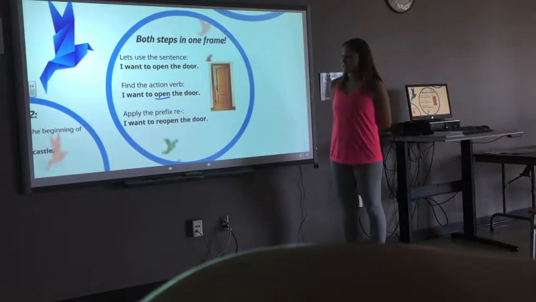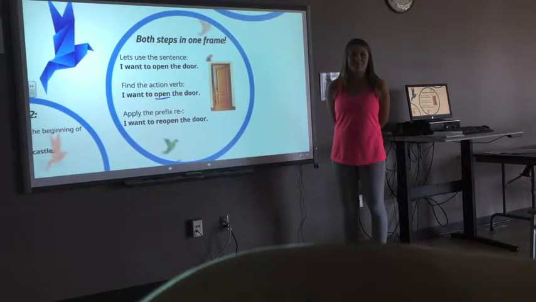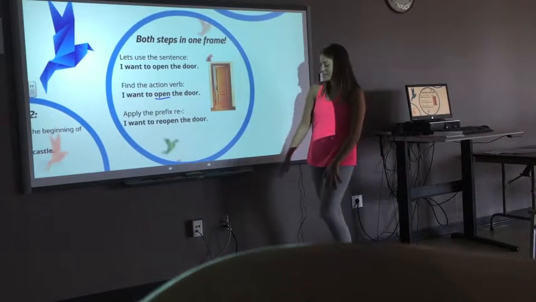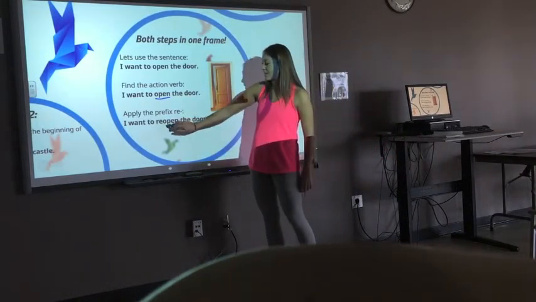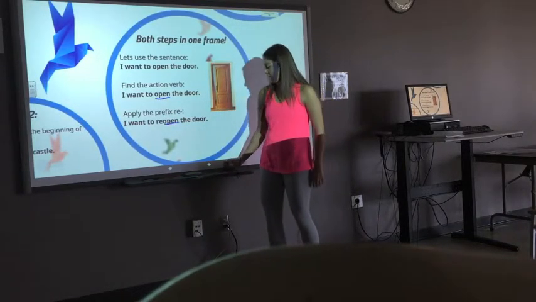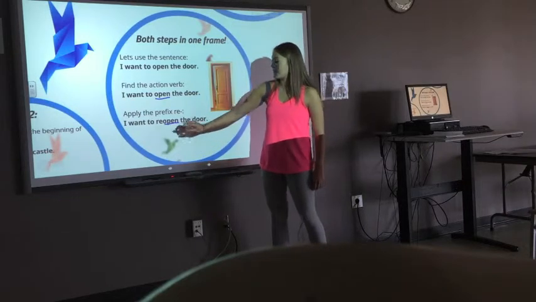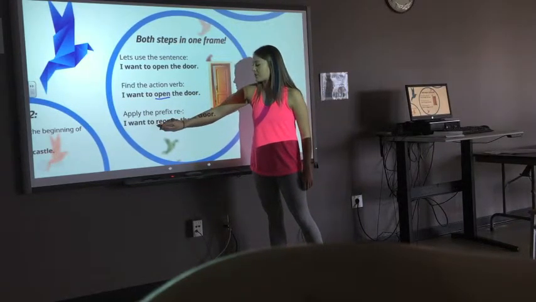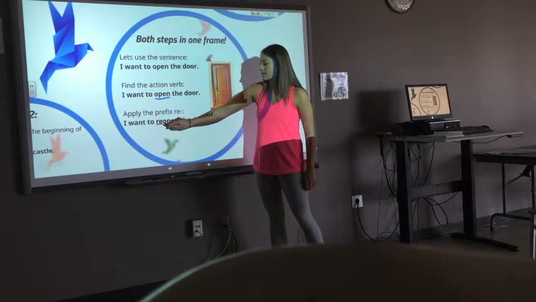Now for the next step, we're going to apply the prefix re. So who can tell me where they would apply the prefix re to the action verb open? Before, good. And as we see here, we have the action verb, which is underlined in blue. And then we have the prefix re, which is before the action verb. We're going to underline it in red.